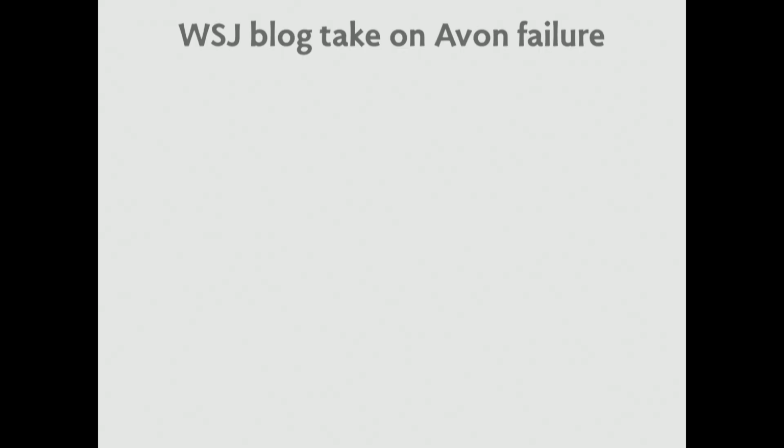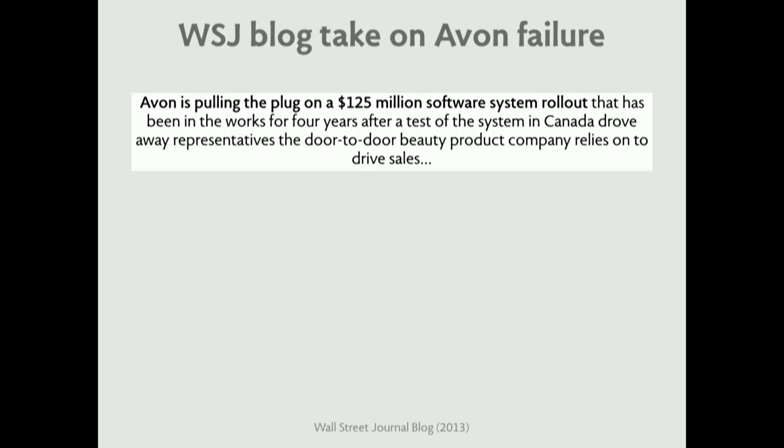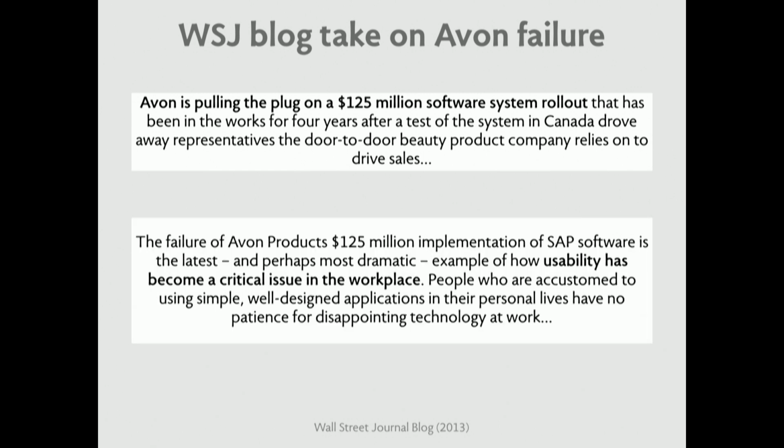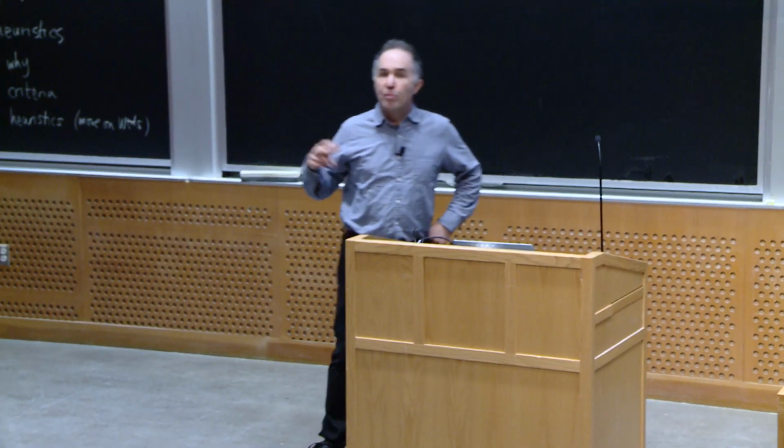And the Wall Street Journal blog had a really interesting take on this. First of all, they pointed out what happened. They pulled the plug on this $125 million software rollout. And then here's the Wall Street Journal's analysis. The failure is the latest and perhaps most dramatic example of how usability has become a critical issue in the workplace. People who are accustomed to using simple, well-designed applications in their personal lives have no patience for disappointing technology at work.